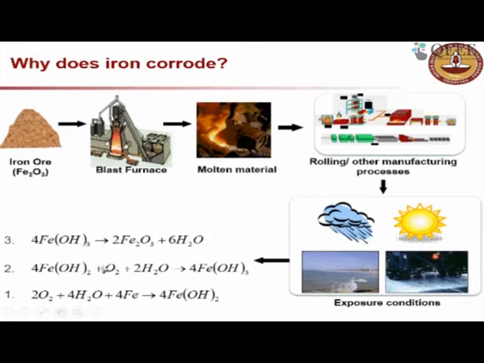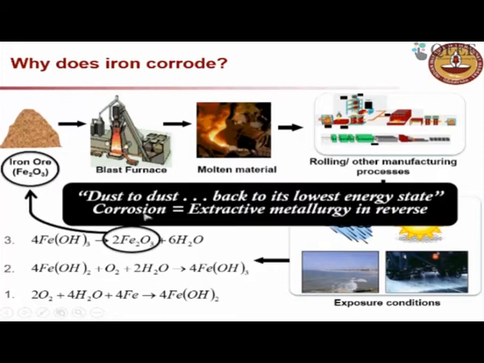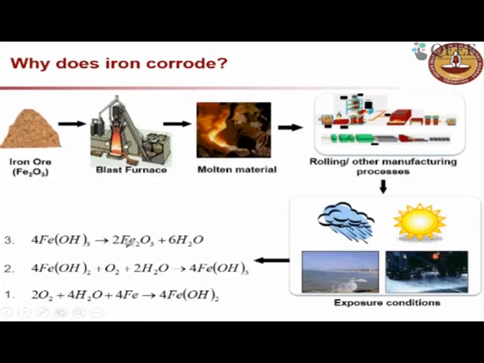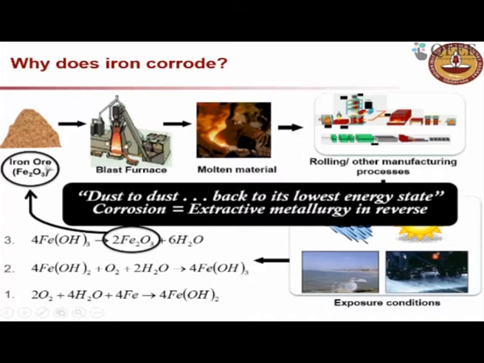So here are a couple of equations through which the corrosion reactions can happen. In the presence of oxygen and moisture, corrosion can happen. And you see here this Fe2O3, which is very similar to the composition of the iron ore. So you take iron ore, make the steel out of it, and then the steel goes back to its iron ore composition, and that is corrosion. So we can even define corrosion as extractive metallurgy in the reverse direction.